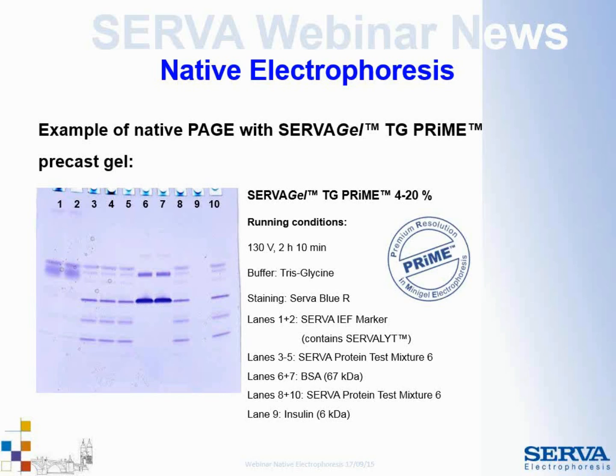The lanes 3, 4, 5 show our protein test mixture number 6. And here you can see clearly separated bands. But nonetheless, this marker is a special SDS-PAGE marker, and here it is separated under native conditions. The band in the middle is the BSA at 67 kDa, and in the two lanes on the right of the test mixture, you see here the BSA band.